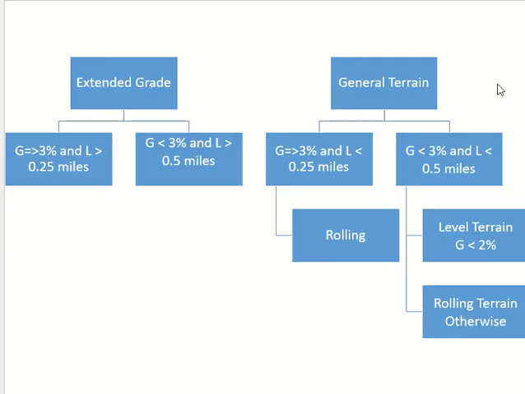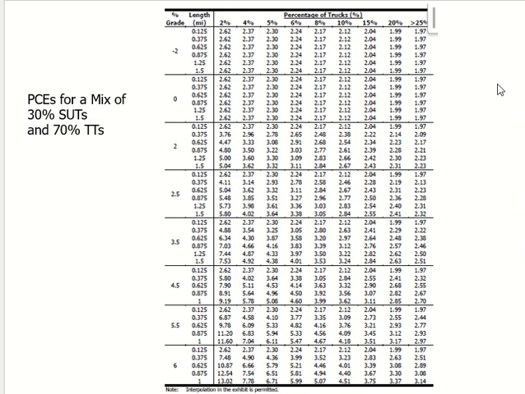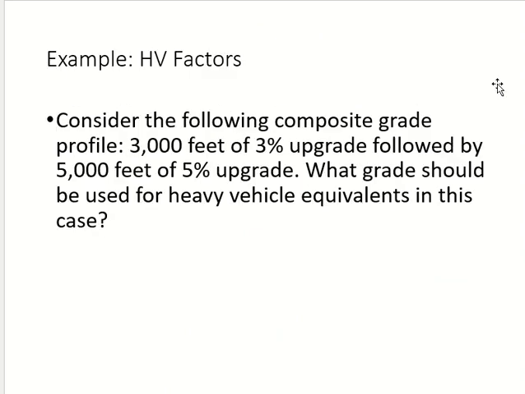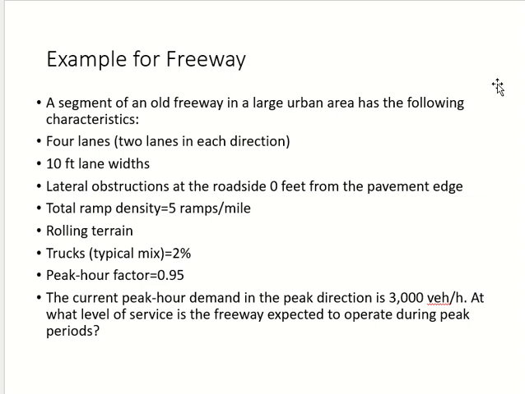How do I know the terrain conditions? We have this flow chart given here. So from the flow chart, you check the condition, whichever condition satisfied, that is your terrain. We looked at a couple of examples how to convert the volume from vehicles per hour to passenger cars per hour. And we also looked at if you have multiple gradients, then how can you combine them. Today we are going to start with an example.